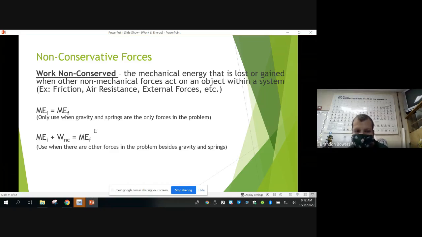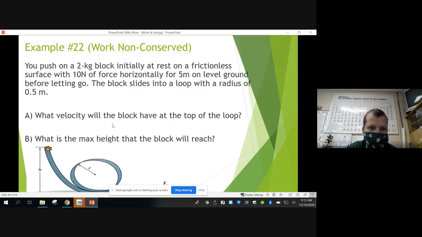We good? All right. The first example says you push a 2-kilogram block, initially at rest on a frictionless surface, with 10 newtons of force horizontally for 5 meters on level ground before letting it go. The block slides into a loop with a radius of 0.5 meters. What velocity will the block have at the top of the loop? All right. So what we've got to consider here, we've got to write down everything we know.